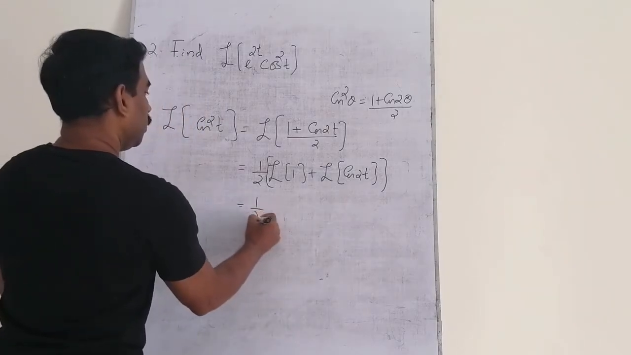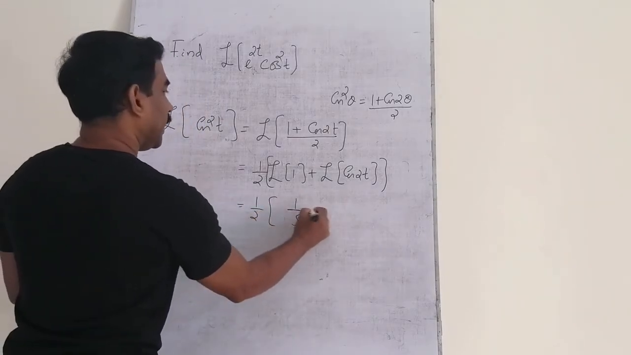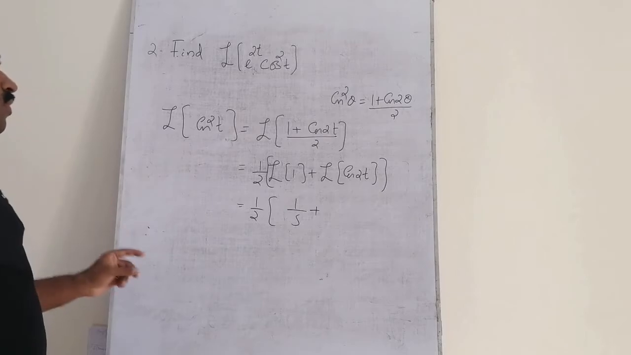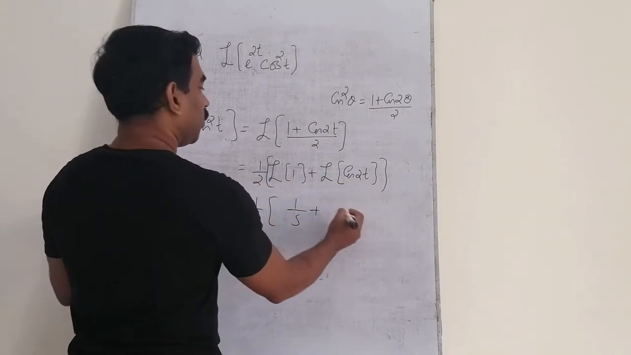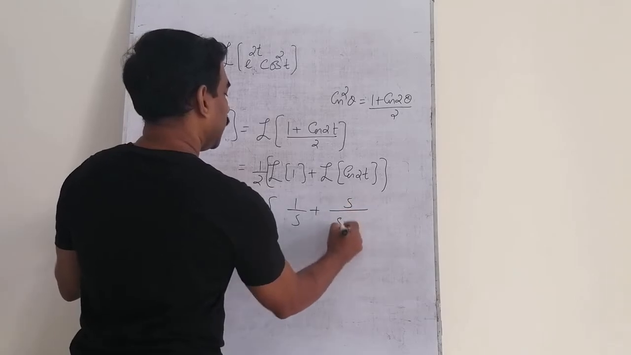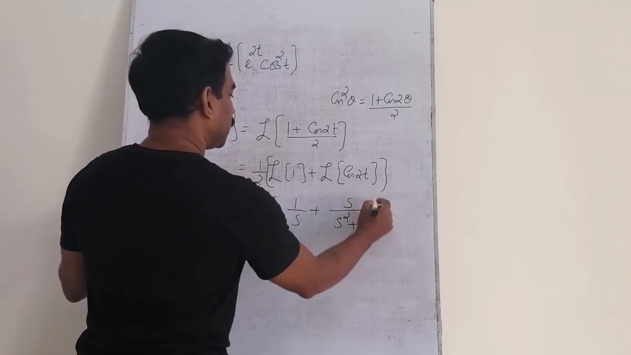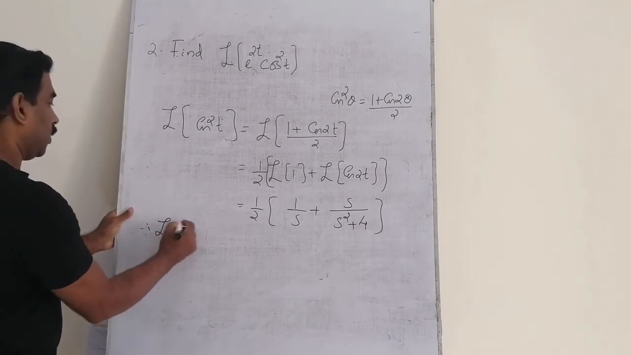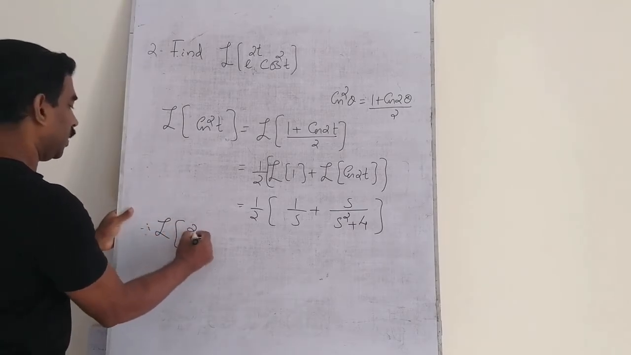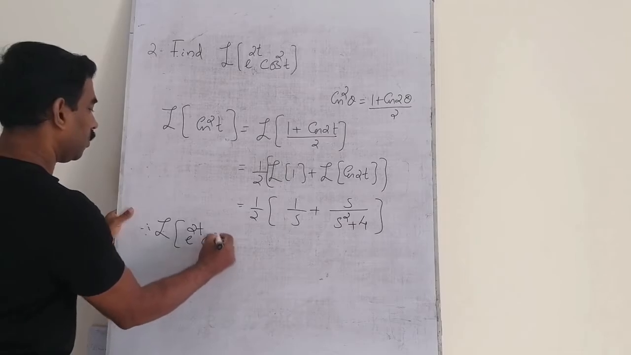This is equal to 1/2 into transform of 1, which is 1 by s, plus Laplace transform of cos 2t. Comparing with Laplace transform of cos at, that is s by s² plus a², this is s by s² plus 2², that is s by s² plus 4. Therefore, Laplace transform of e^t cos² t.